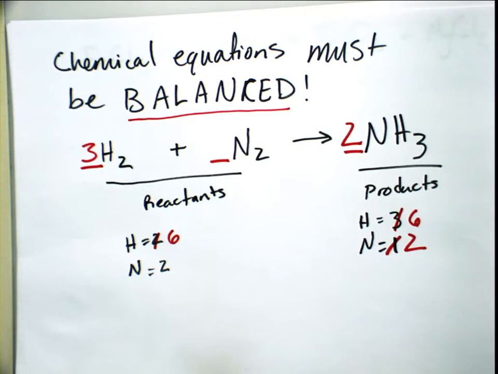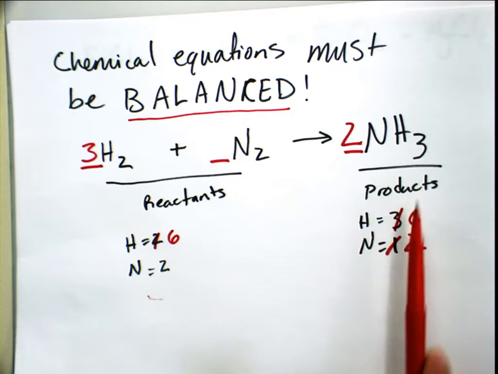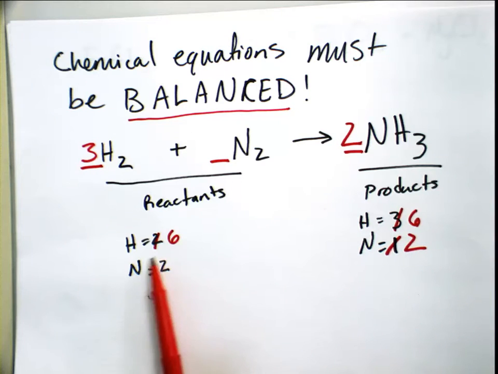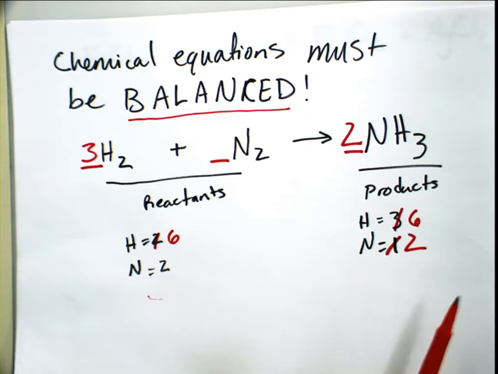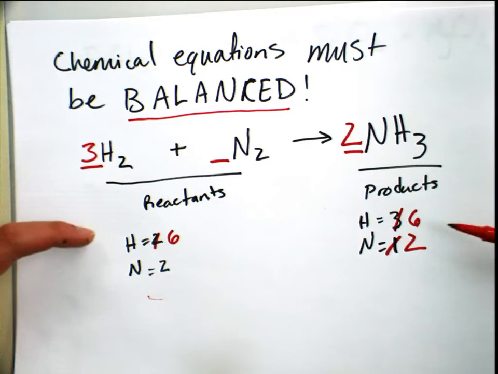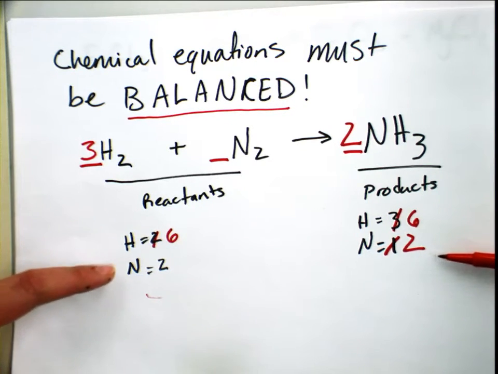So what we're doing here is finding where we have more of that type of atom. For instance, when we balanced for hydrogen, we had 6 on the product side and 2 on the reactant side. We want to work by increasing the number of the atom on the side that has fewer, not by decreasing the number on the side that has more. So we add coefficients to increase the number of each atom until they match up.